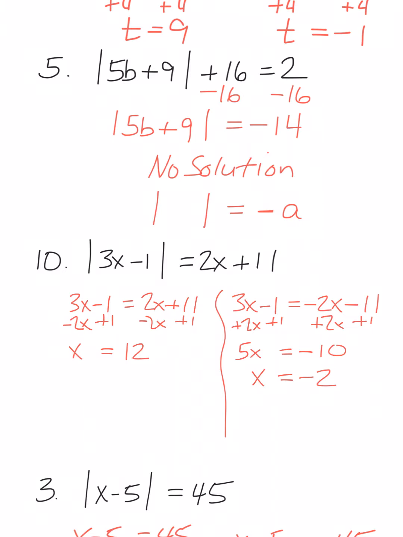Again, I want to check both those answers. Putting 12 in, I'd have 3 times 12 is 36 minus 1 is 35. Absolute value of 35 is 35. 2 times 12 is 24 plus 11 is 35. That checks. Negative 2, I'm going to have 3 times negative 2 is negative 6. Minus 1 is negative 7. Absolute value of negative 7 is 7. And then 2 times negative 2 plus 11 is also 7, so that also checks. So the big thing when solving an equation is to isolate the absolute value, rewrite it as two equations, and then solve.